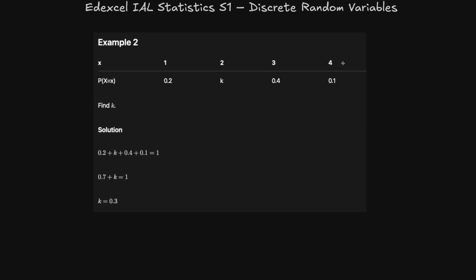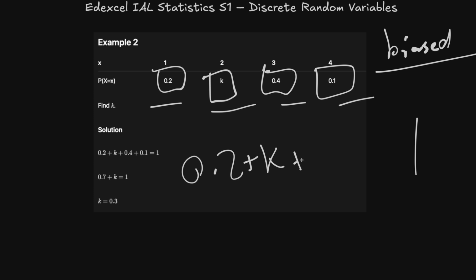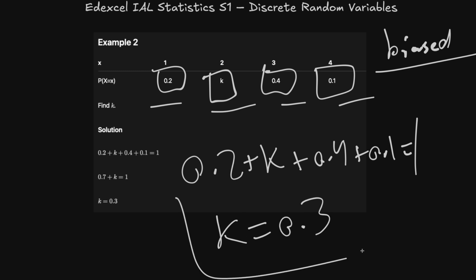Let's take this problem for example. We have an unfair experiment, or just a biased experiment, same meaning, and the probabilities are 0.2, 0.4, 0.1, and this k. If we go back to the formula we just talked about, the sum of all the probabilities here should add up to 1. Hence we know that 0.2 plus k plus 0.4 plus 0.1 must equal 1. And if we subtract all these numbers, we're left with k is equal to 0.3.